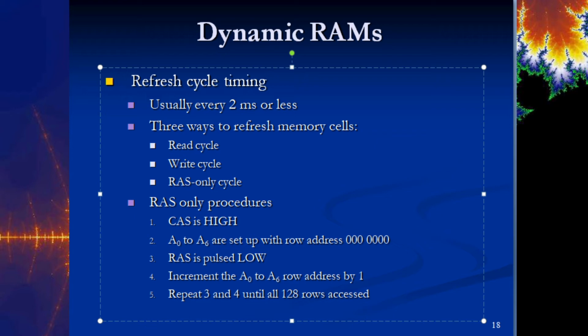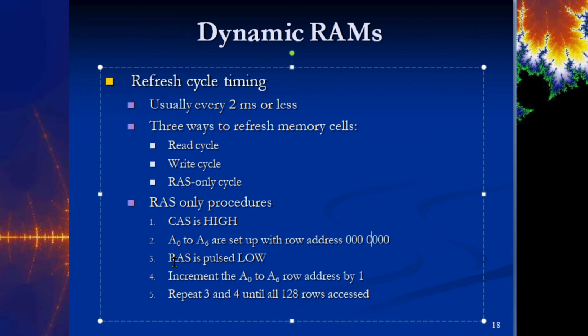If the application that you're in is constantly reading and writing to every single memory location all the time, then you don't have to use the row address strobe. But you typically, in most cases, are not doing that. So here's what we would do for that procedure. As we said here, we only want the row address strobe, which is an active low input. We want to make sure that the column address strobe is high in this case. Then the A0 through A6 part of the address is set up with row address of 0, to start at the very, very beginning.